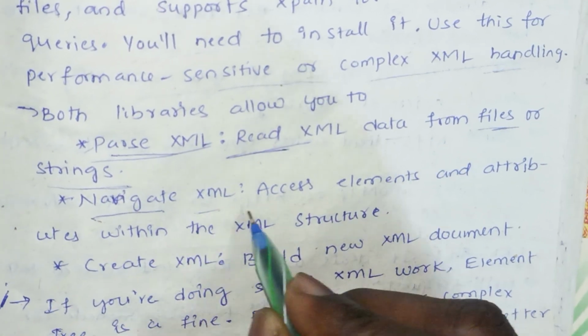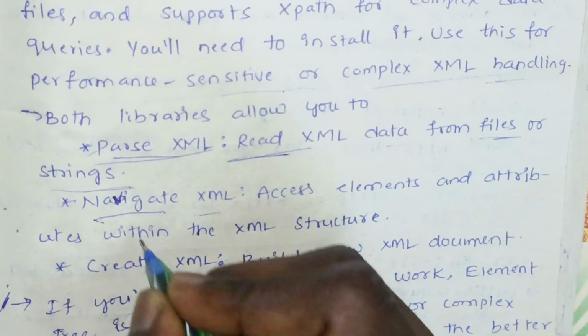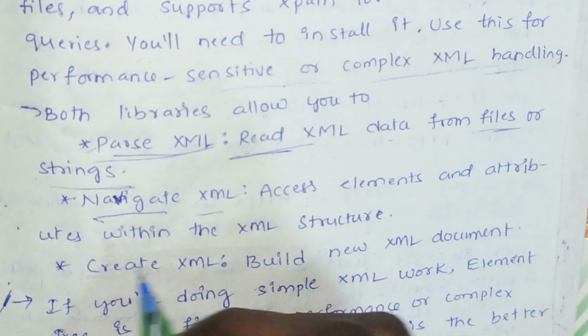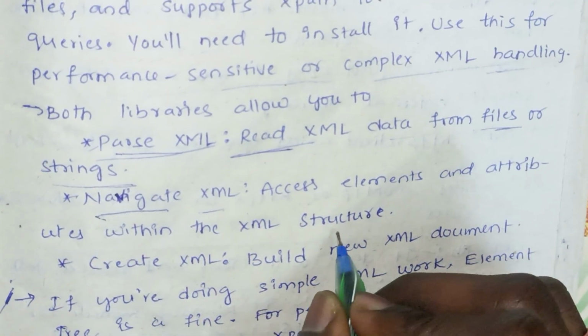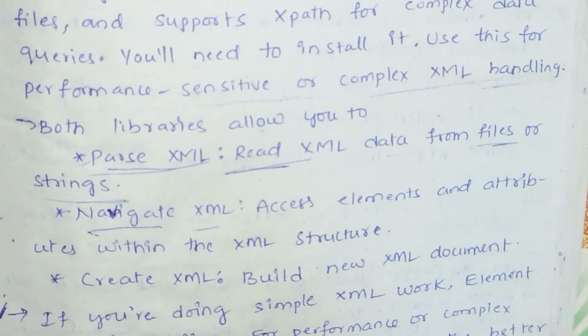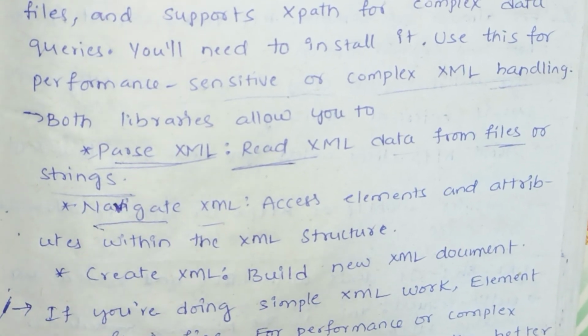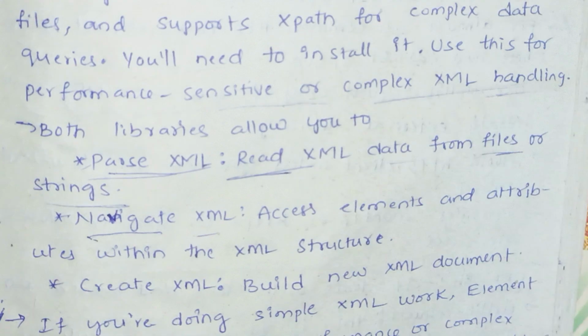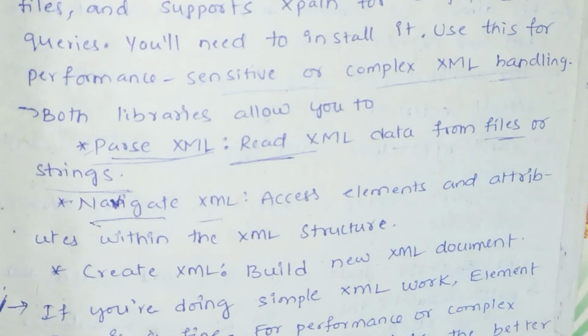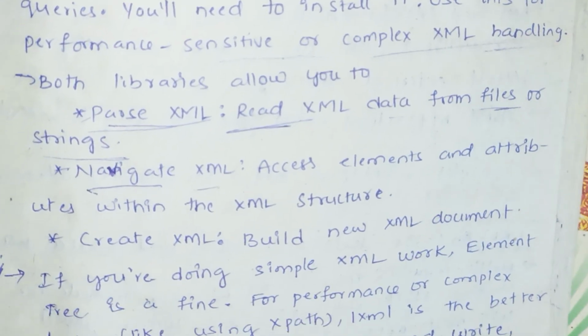Next, navigate XML. Navigate means access elements and attributes within the XML structure. Whatever attributes and elements are present in the XML structure, we can access and work with them by using navigate XML.